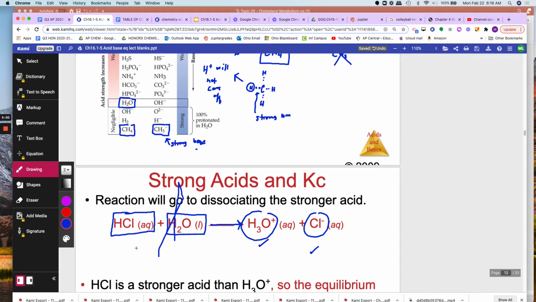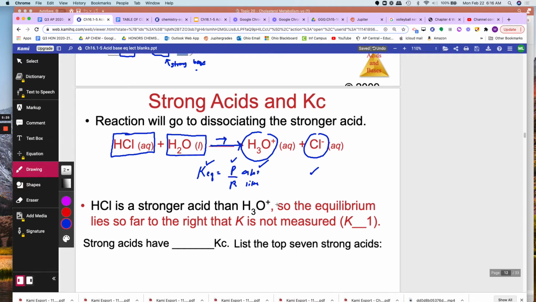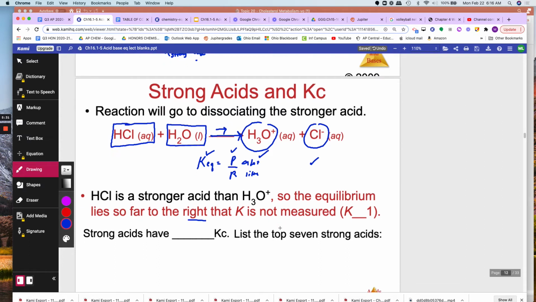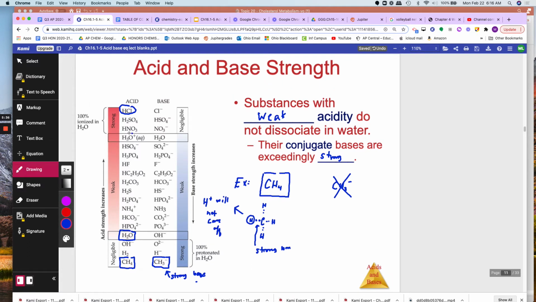So the equilibrium will lie to the right. If you were to write K equilibrium, it will be a lot of products, which are the H3O plus and Cl minus. You're going to have a lot of this, and very little of the reactants, which means this number will be big, which means K equilibrium will be big. So HCl is a stronger acid than water, so the equilibrium lies far to the right. In this case, because HCl is so strong, it's a lot stronger than H3O plus.